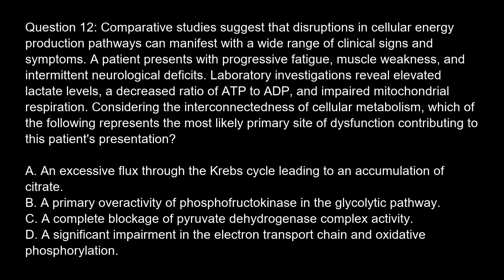this patient's presentation? Option A, an excessive flux through the Krebs cycle leading to an accumulation of citrate. Option B, a primary overactivity of phosphofructokinase in the glycolytic pathway. Option C, a complete blockage of pyruvate dehydrogenase complex activity. Option D, a significant impairment in the electron transport chain and oxidative phosphorylation.